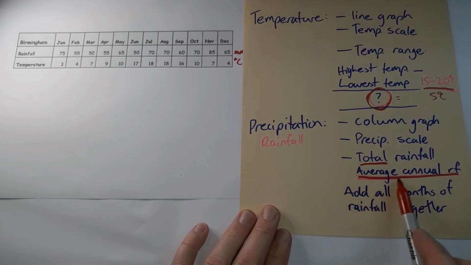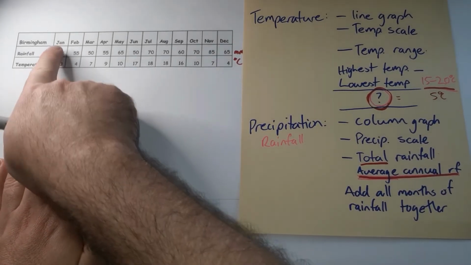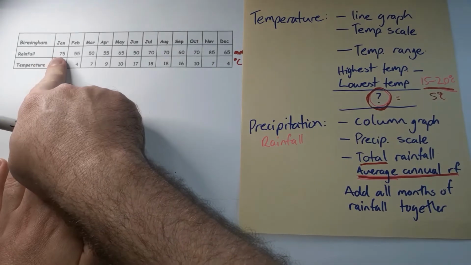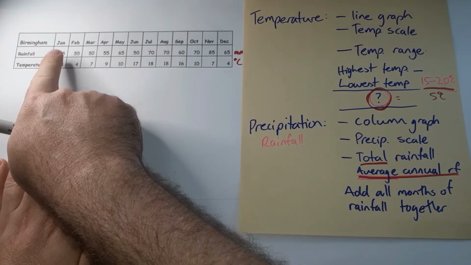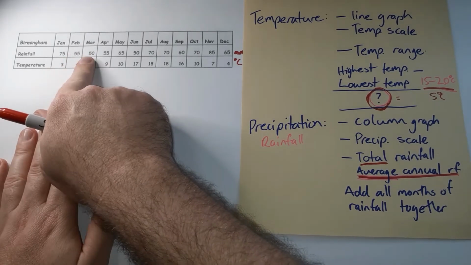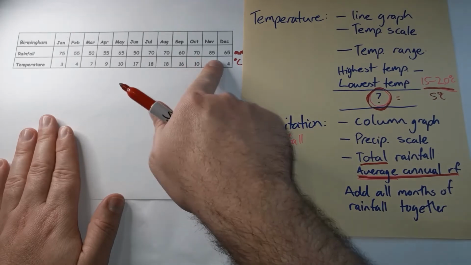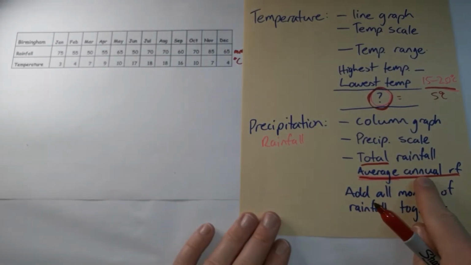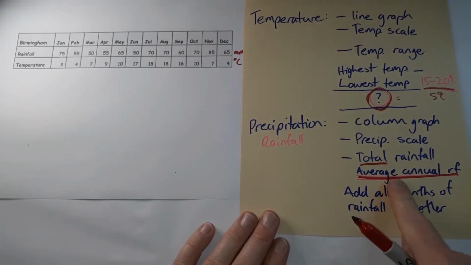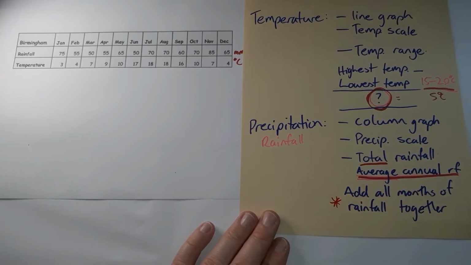When it uses this word average, just to go back over here, when I see for Birmingham the rainfall in January is 75 millimetres, that's the average for January, 55 is the average for February, 50 is the average for March. So that means these are the monthly averages. So to find the yearly average, all I do is add the monthly averages together. So this is what you do anytime you're asked to calculate anything to do with the rainfall.